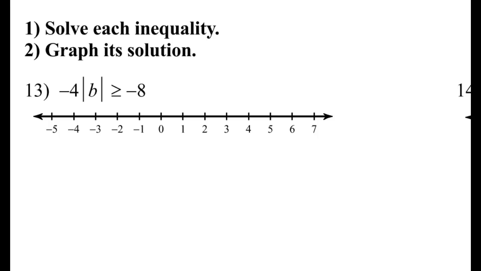All right. Here it just says solve and then graph. Okay, we can do that. First step. Recognize what's on the outside. That's negative 4 times, divide by negative 4.